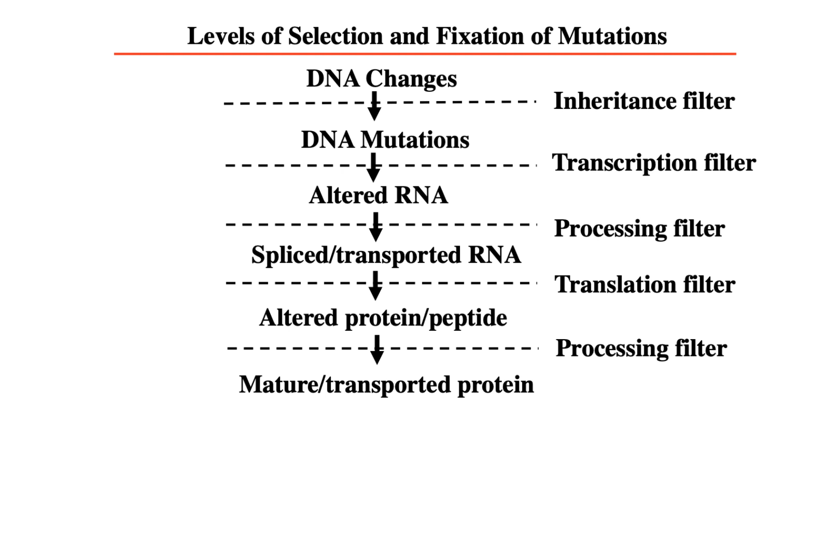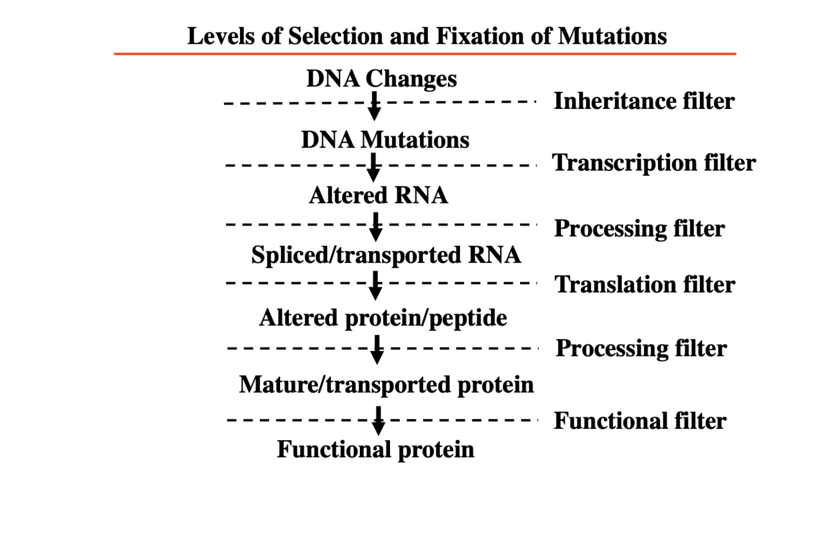So there's then a processing filter. Is that altered protein able to be processed properly? And then if it is processed into a mature protein and it's transported to the right location in the cell, is it actually a functional protein? So it could be processed in the right way, transported to the right place, but the mutation affects somehow the folding or the activity of that protein. So there's another filter there, another selection filter.